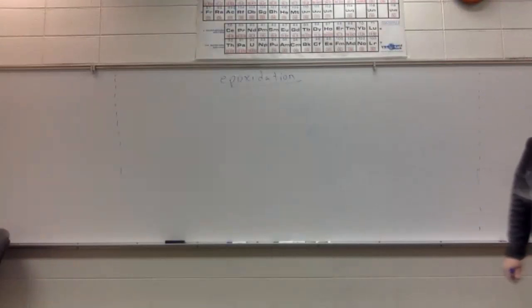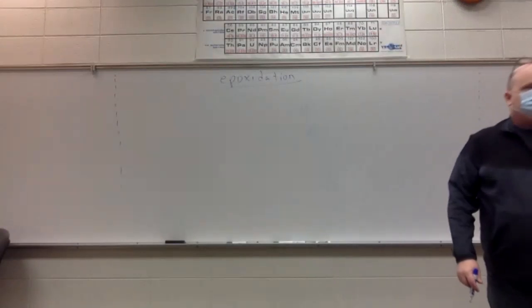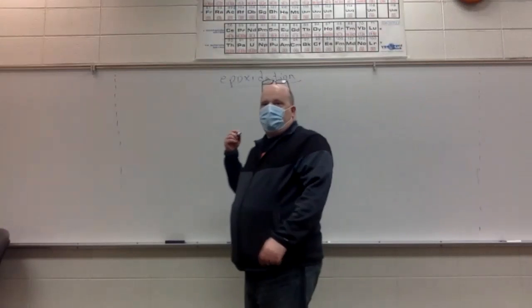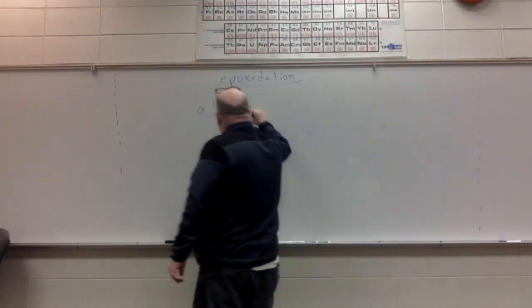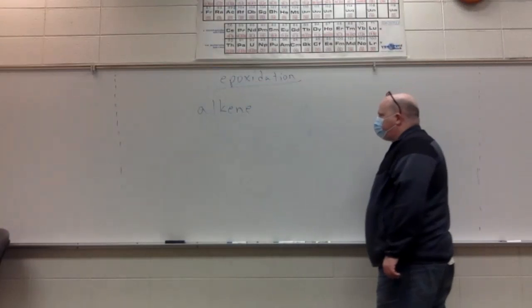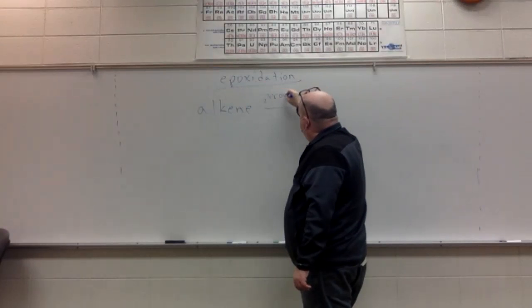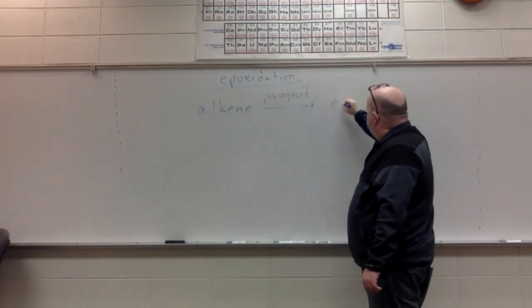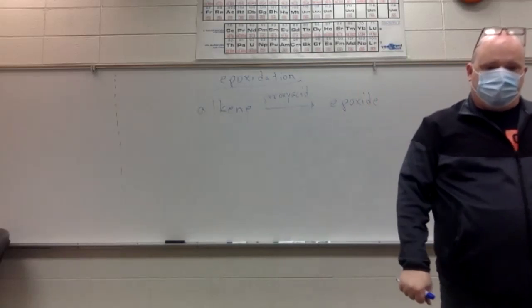Yeah, epoxides. We've seen epoxides before. We've done reactions with them. Hey, you get to learn how to make them now. Isn't that fun? What you do whenever you do an epoxidation is basically that you take an alkene, and you add a peroxy acid, and it becomes an epoxide.